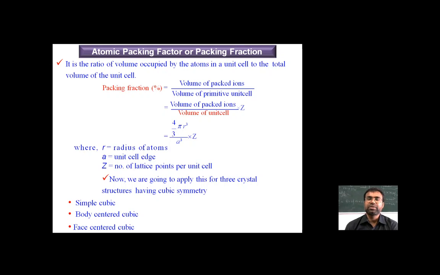And now we reach the atomic packing factor, as we discussed in detail in the earlier class. But for now we are just reading out that it is the ratio of the volume occupied by the atoms in the unit cell to the total volume of the unit cell. So packing fraction is the volume of the packed ion divided by the volume of the unit cell, into Z, that is 4/3 π r³ by a³ into Z, where r is the radius of the atom, a is the unit cell edge, and Z is the number of lattice points per unit cell.